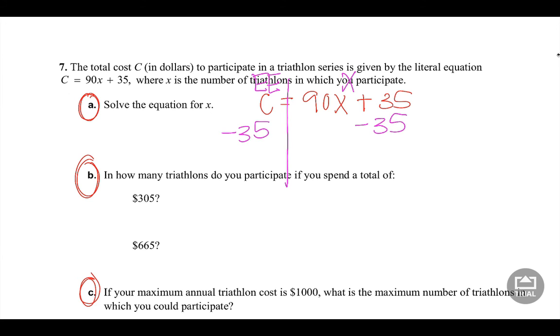Okay, so once you've solved it for x, it says, in how many triathlons do you participate if you spend a total of $305? So C is the dollars, right? So once you get x equals blah, blah, blah, you're going to plug in wherever C is, you're going to plug in 305 to get whatever x is. And again, same thing, you're going to plug it in. Once you solve this equation up here, you're going to plug in for C to find out what x is.